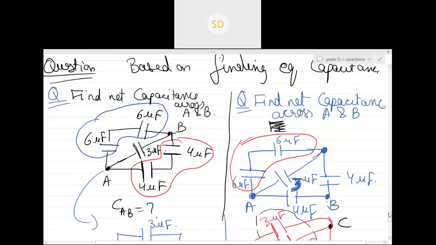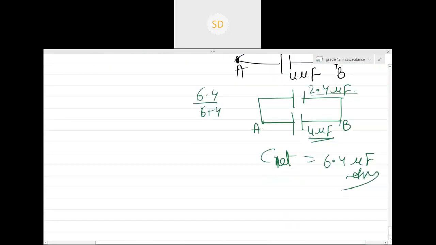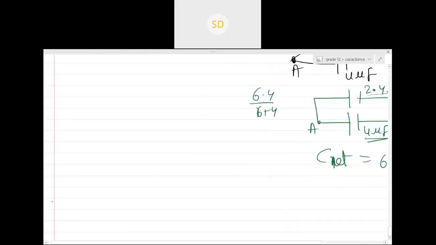So always remember to mark the joints, and once you mark the joints, after that you will do the question. Is this clear? Yes, sir. Great. Now question type, ladder question.